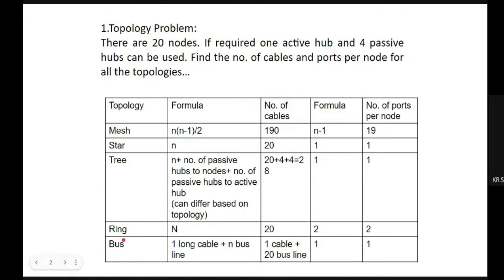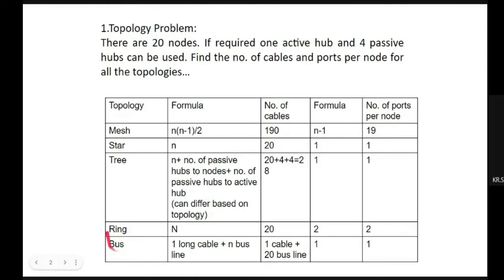Then the ring topology. For the number of cables, the value is n, so the value is 20. Then the formula to find the number of ports is 2. So this is a constant value, right? So the number of ports is 2.